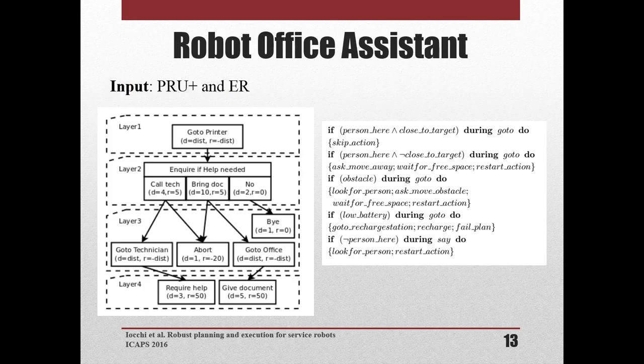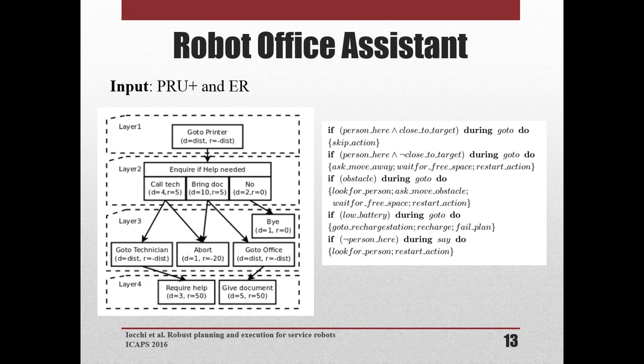This is a robot office assistant in which the robot is in a corridor of our department, and it detects people at a printer. After a while the robot goes to the person at the printer and asks the person if some assistance is needed, and the person can say no, or can ask the robot to bring a document to a person in another office, or to call a technician because the printer has some problem. And then according to this, the robot can do some operations about this.